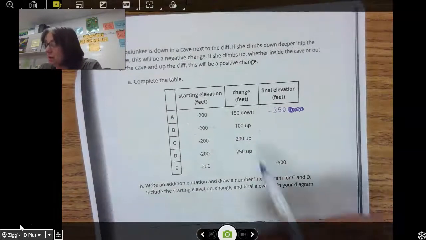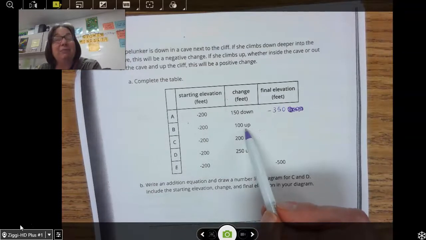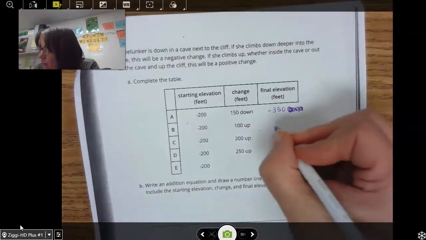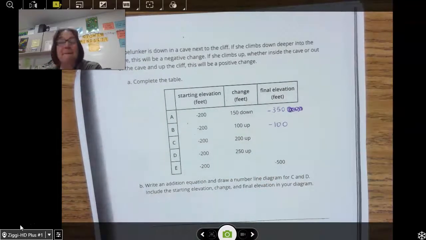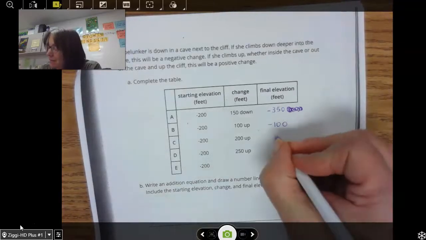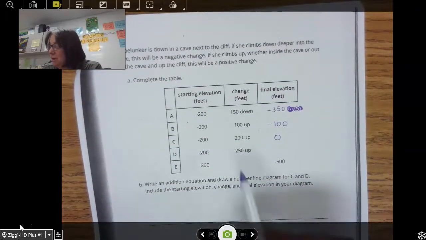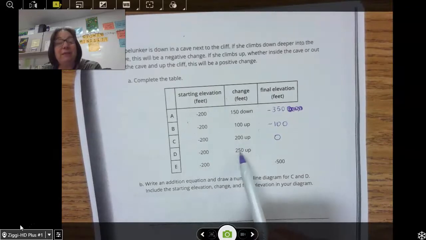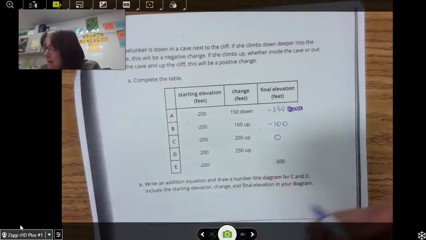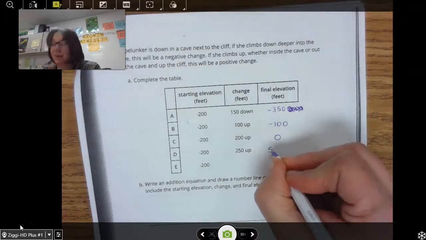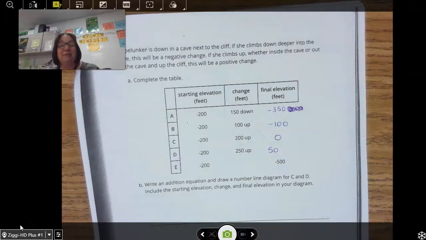So if she's at negative 200, but she climbs 100 feet up, where would she be? Well, she would still be at negative 100. If I'm at negative 200 and I climb 200 up, where will I be? Please fill that in. Okay, and hopefully you realize that is the additive inverse. If I'm 200 down and I go 250 feet up, now I am at a positive 50 feet up the cliff. Okay, now I'm starting to climb the cliff, and I'm up 50 feet on it.